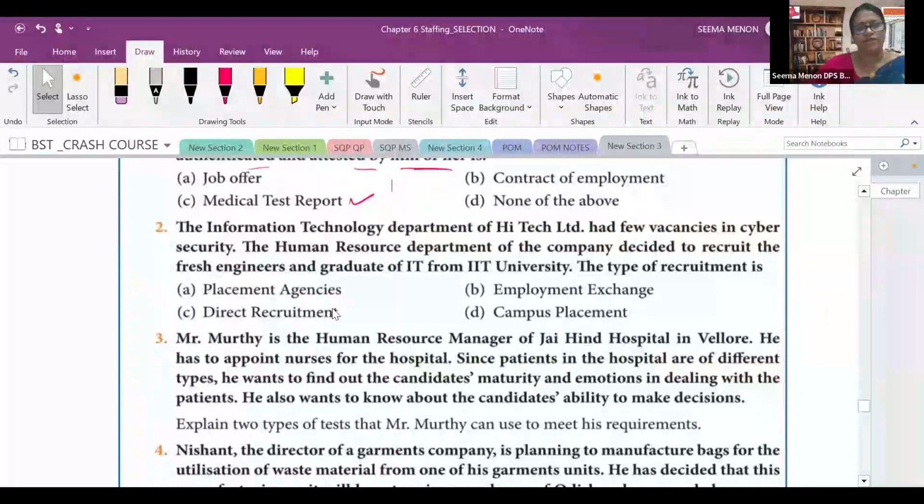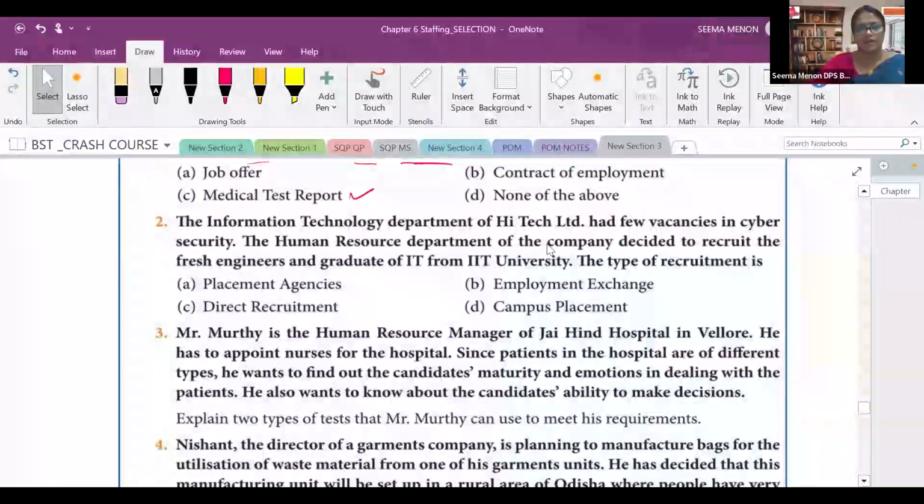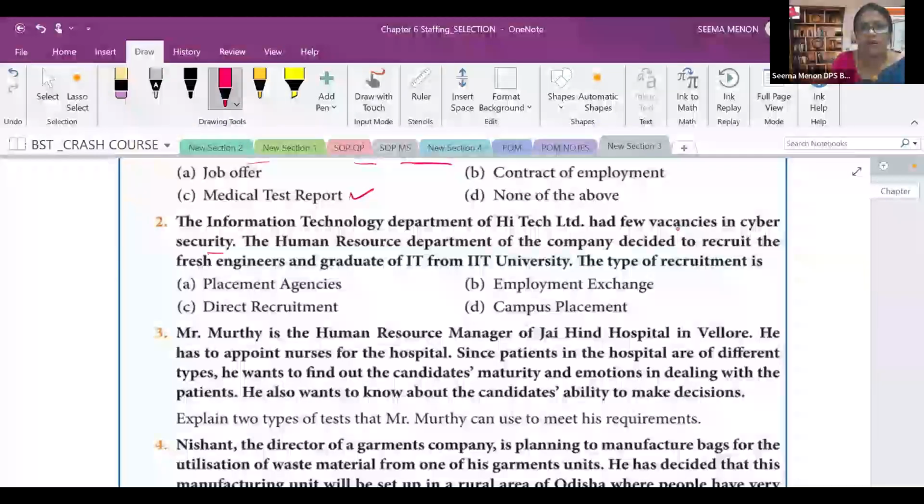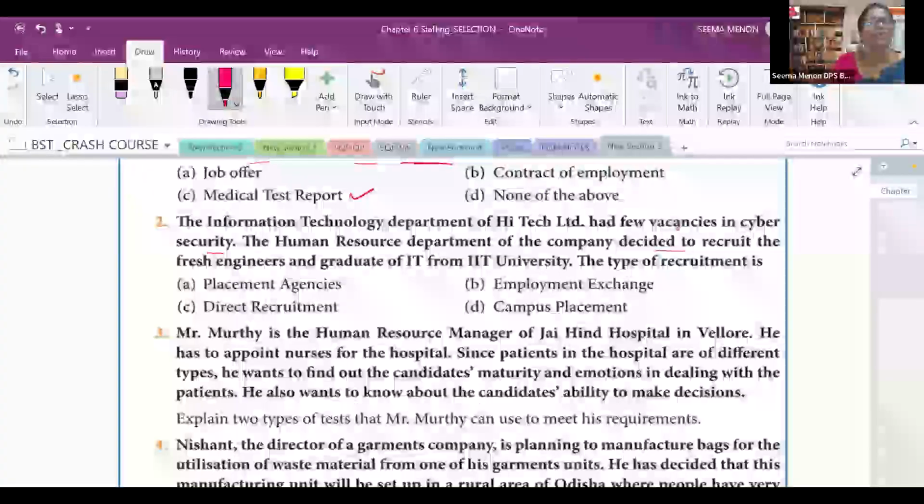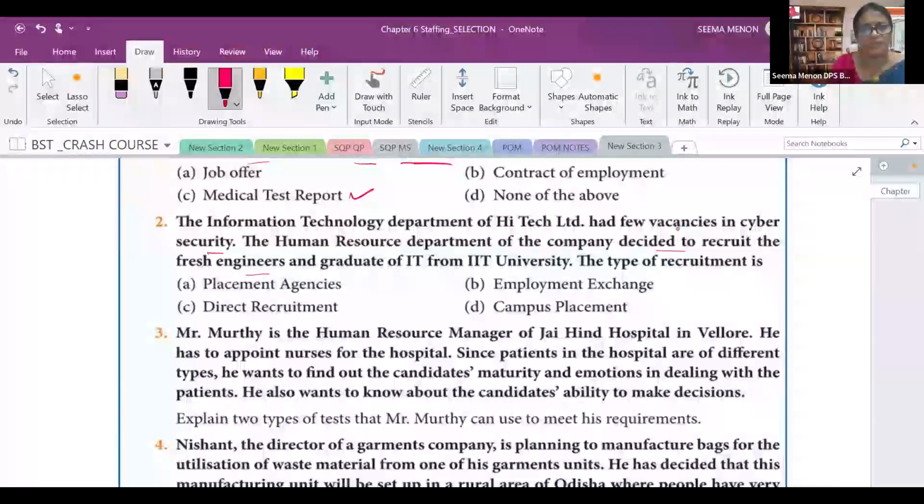Next one, the Information Technology Department of High Tech Limited. This is a case study question. Had a few vacancies in cyber security. The Human Resource Department of the company decided to recruit fresh engineers. This is from the recruitment portion. Fresh engineers and graduates of IT from IIT University. So they are going and directly selecting the candidates from the IIT University. This type of recruitment is what?